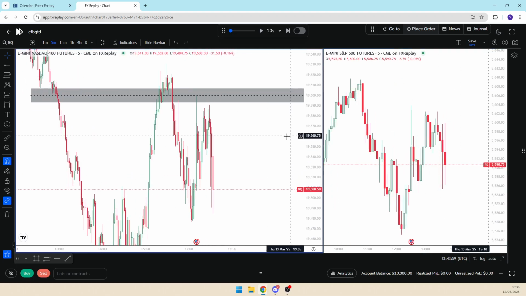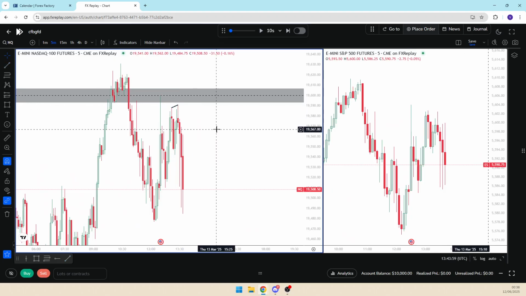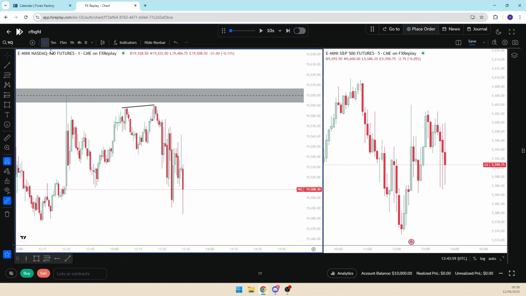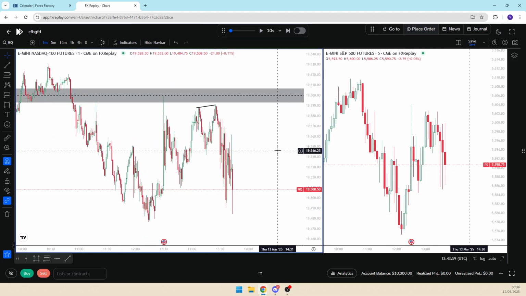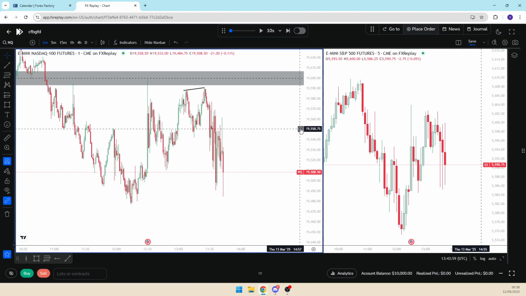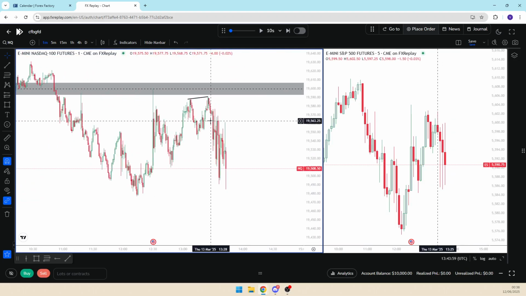In the 5 minute time frame, we do see a manipulation higher. This is at 9:30. That was before 9:30. Okay, so let's see what this price is telling me right now.